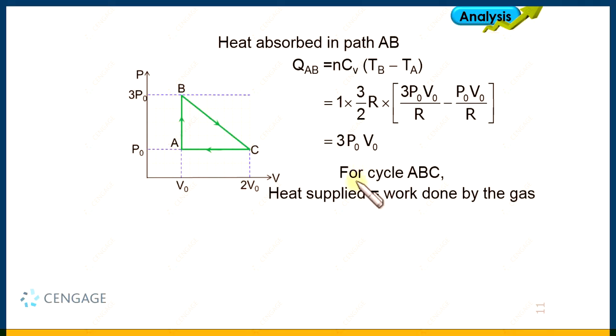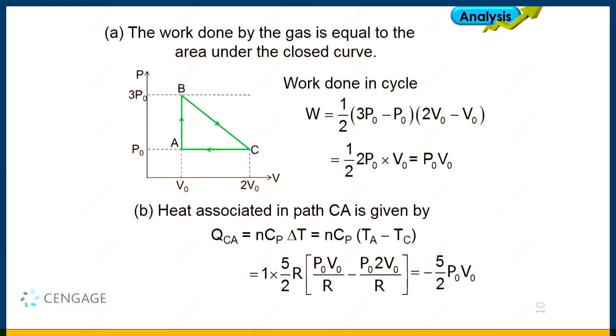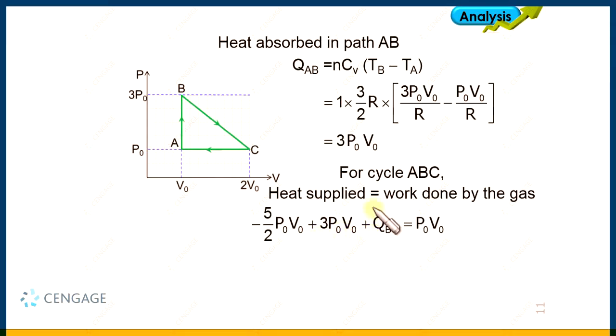And heat supplied should be the summation of the heat associated with each part. This is equal to minus 5 by 2 P naught V naught, and the heat associated with this part is equal to 3 P naught V naught, and we need to calculate the heat associated with this. Then this is equal to an unknown value, that is QBC, and that should be equal to the total work done, that is P naught V naught. So, let us substitute the values. Now, this part is the only unknown value. So, QBC is equal to P naught V naught plus 5 by 2 P naught V naught minus 3 P naught V naught.